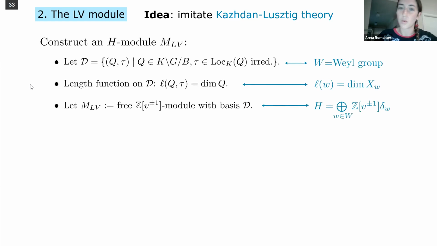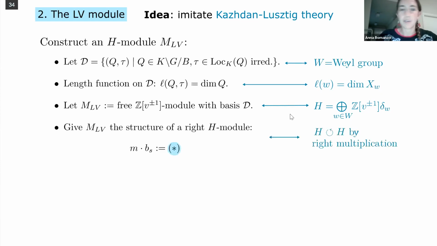Okay, and then we build a free Z[v, v^{-1}]-module with a basis given by this parameterizing set. And this is analogous to just thinking about the Hecke algebra kind of in its simplest form. Before giving it a multiplication, we can think about the Hecke algebra as being a free module over Z[v, v^{-1}], parameterized by W. And then what we need to do is give this module an action of the Hecke algebra, the structure of a right H-module. And this should play some analogous role to the Hecke algebra acting on itself by right multiplication.